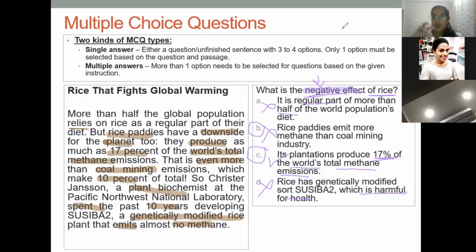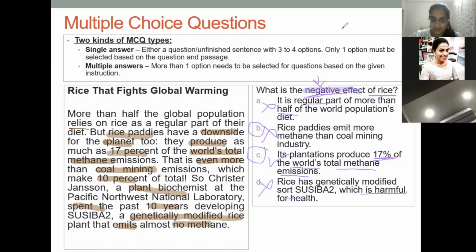Is it clear? So what did we do? We went through the whole text, not reading the whole text, but skimming and marking the striking words, going to the question, understanding the question, reading each and every option properly, and eliminating or discarding the ones that we don't need and picking up the most appropriate one.